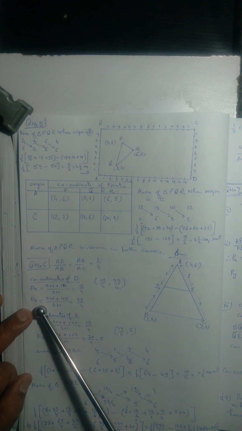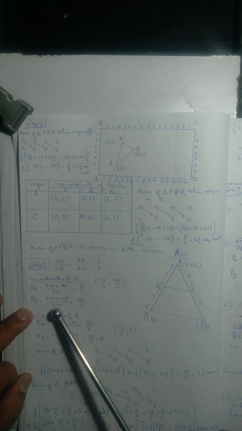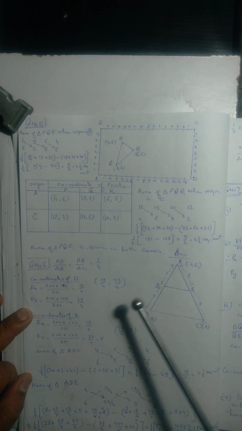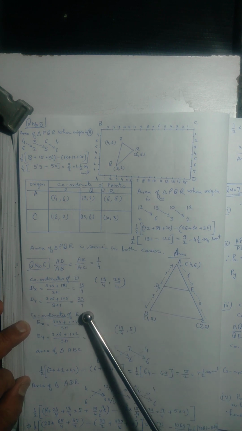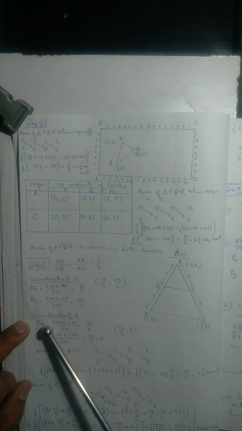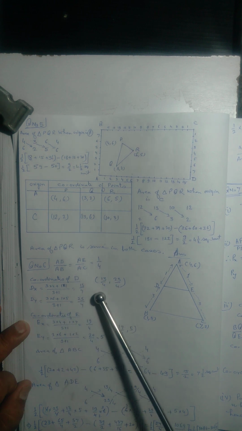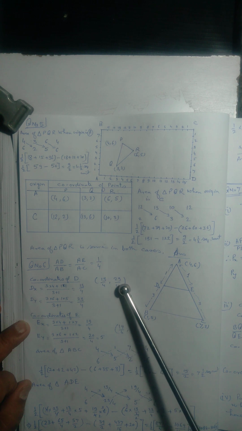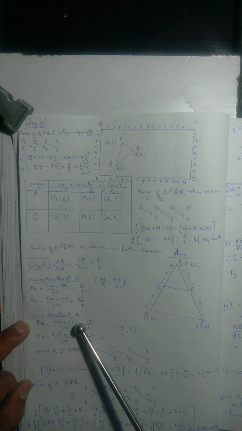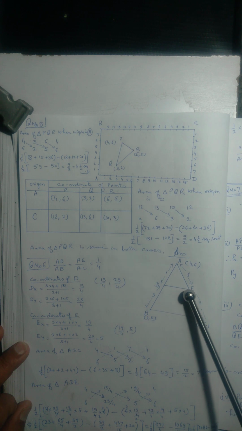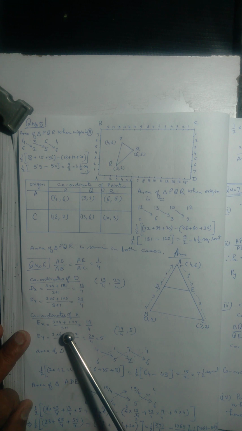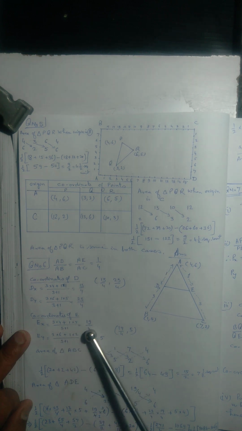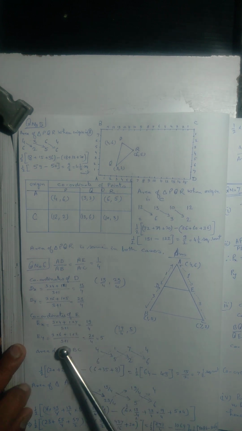Now dy, means the ordinate with respect to D, will be equal to 3 into 6 plus 1 into 5, that will be equal to 23 by 4. Now the coordinate of the point D is 13 by 4 comma 23 by 4. The coordinate of the point E: similarly, you can work out 3 into 4 plus 1 into 7 divided by 3 plus 1, and it will be equal to 19 by 4.